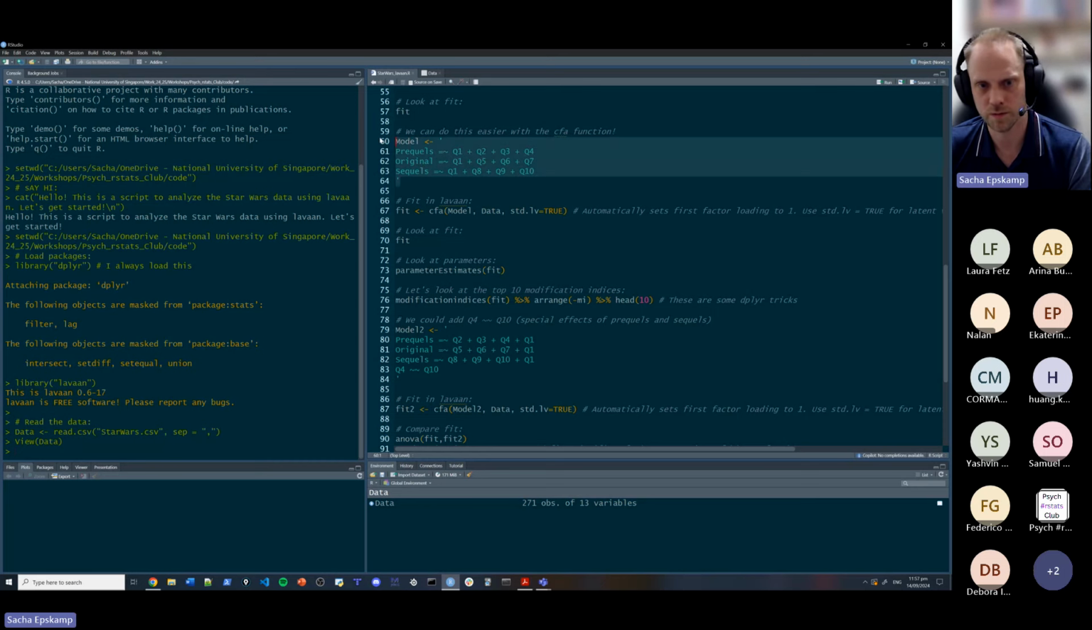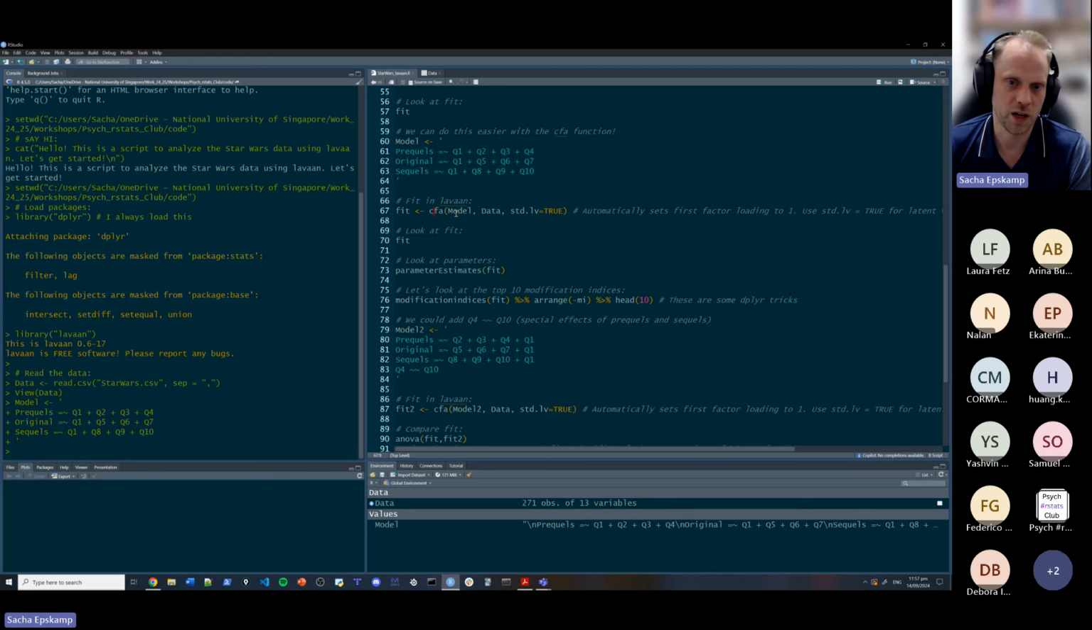So I run this model. Then I have cfa. I just give it the model and the data. This sets the latent variable variances to 1. Normally the first factor loading is set to 1, which is fine, but in this case it actually leads to problems because, well, I'll show it in a bit.